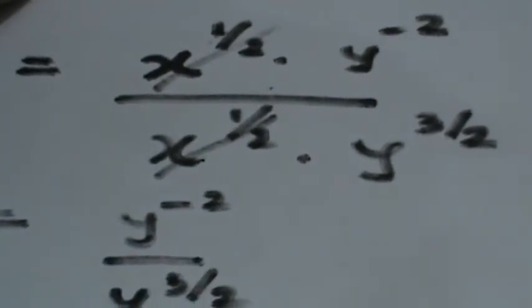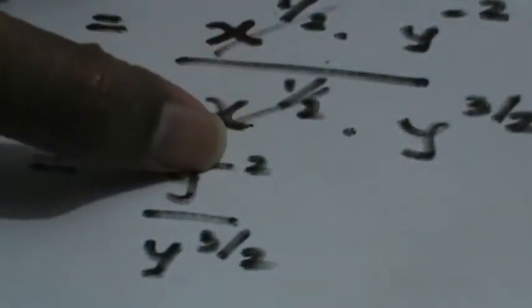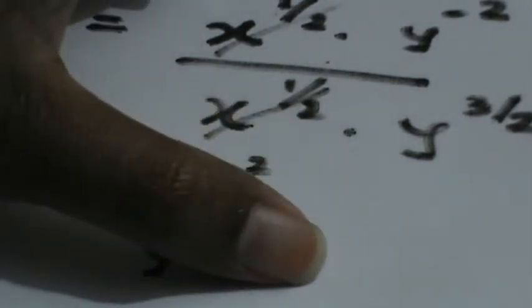So since x is not 0, we can cancel these two out. So what remains here is y to the power minus 2 divided by y to the power 3 by 2. Now when you come here, you have got only y's. You have completely eliminated the x's. So there are two ways of solving this. One way is to make this minus 2 a positive power by taking it to the denominator.